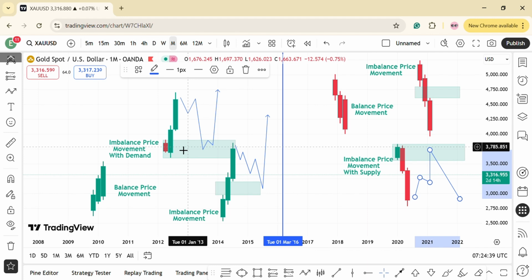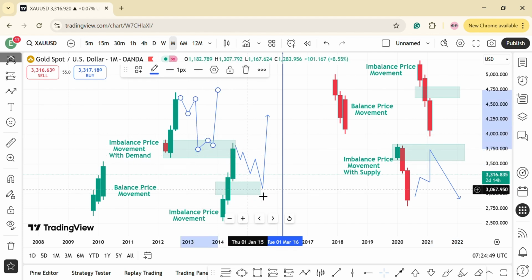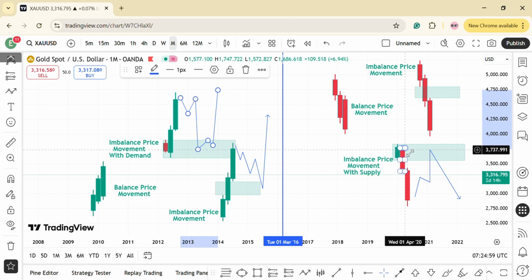But most times the price will not get to this supply or demand zone. It will just end at this imbalance zone and then continue in its original direction. That is how it works most of the time. But for me, I prefer to wait for this supply or demand zone. That's a better way to trade this setup.